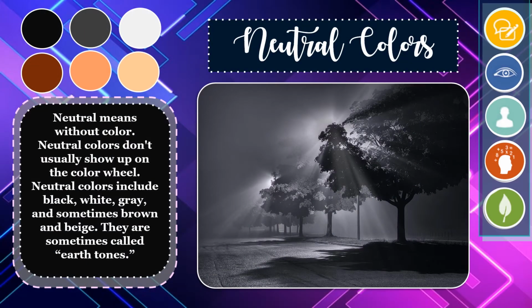Neutral means without color. Neutral colors don't usually show up on the color wheel. Neutral colors include black, white, gray, and sometimes brown and beige. They are sometimes called earth tones.